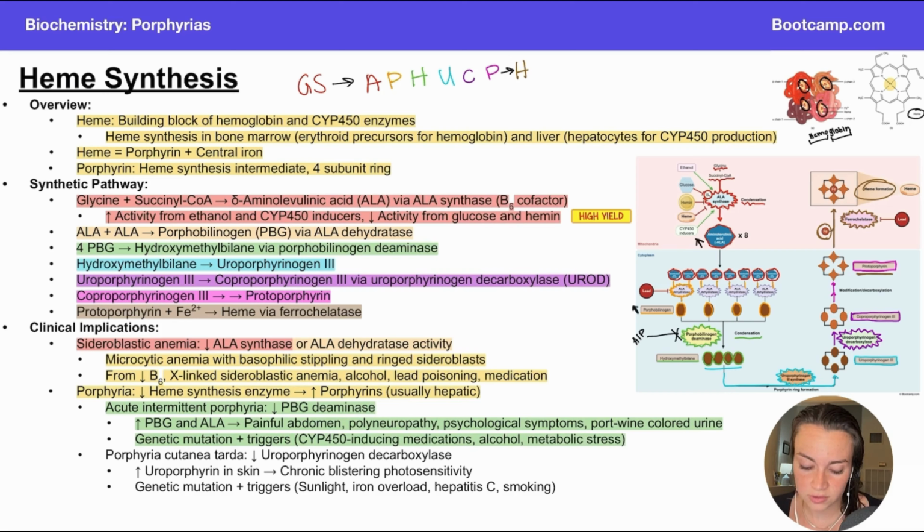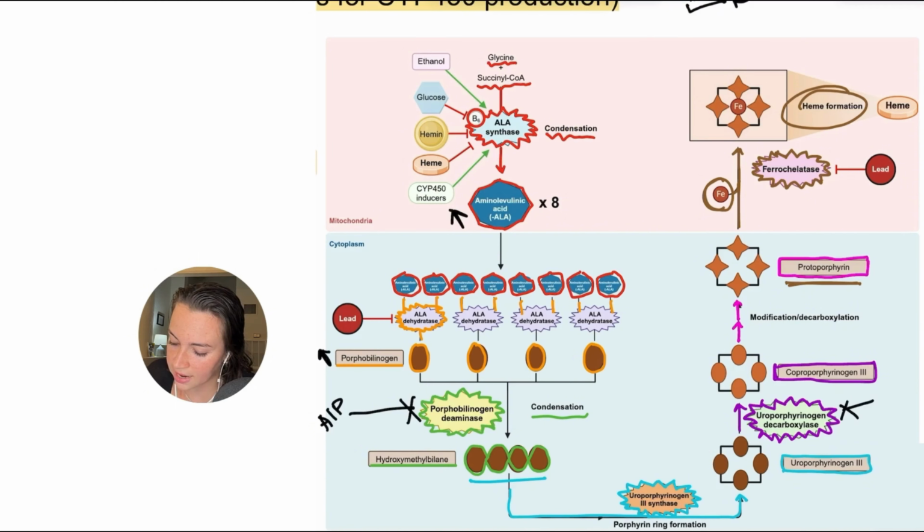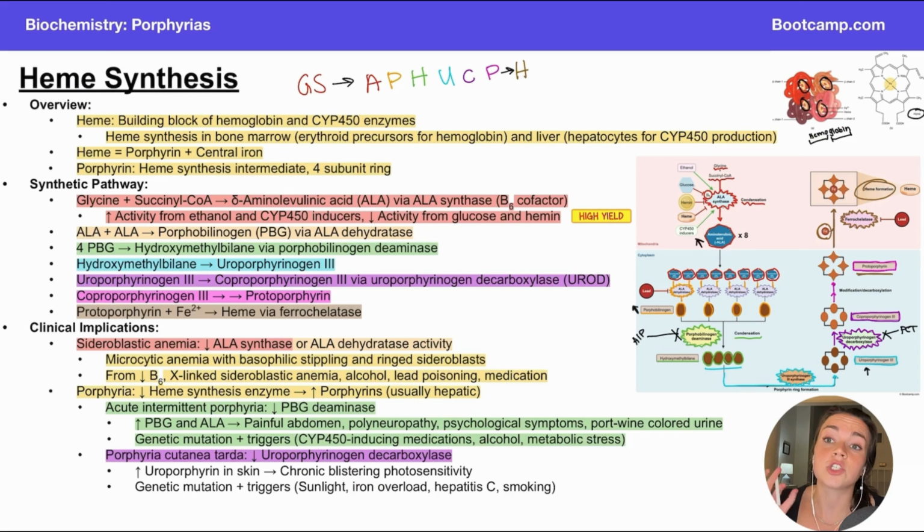And then the other big porphyria is porphyria cutanea tarda, or PCT. And this is a deficiency in UROD, or uroporphyrinogen decarboxylase. And so when we knock this out in PCT, we're going to get a buildup upstream of uroporphyrinogen III. And those uroporphyrins favor deposition in the skin, so they're going to go and build up in the skin and lead to a chronic blistering photosensitivity. And PCT can either be genetic or it can be acquired. So we can either have a genetic mutation or acquired with certain lifestyle factors and other risk factors like sunlight, iron overload, hepatitis C, and smoking.